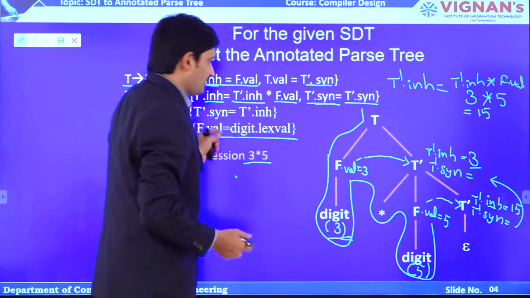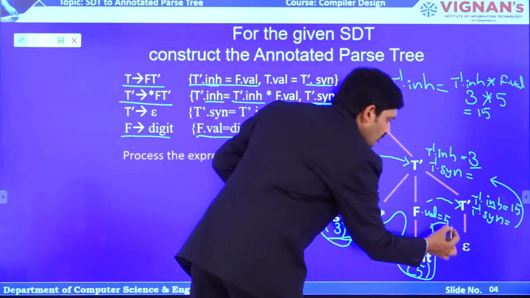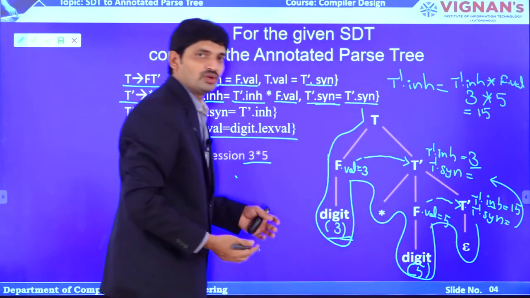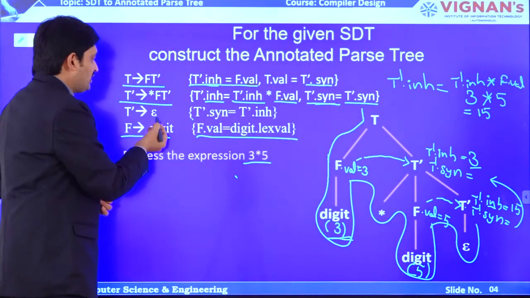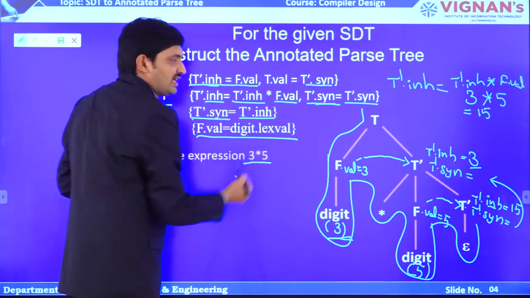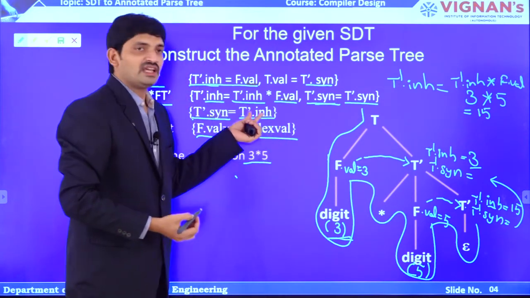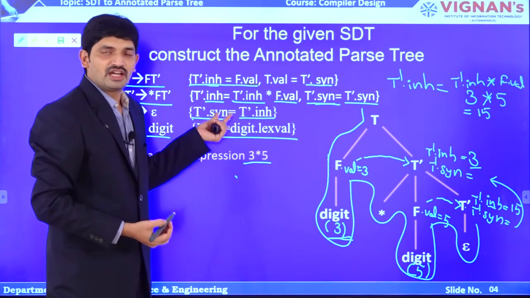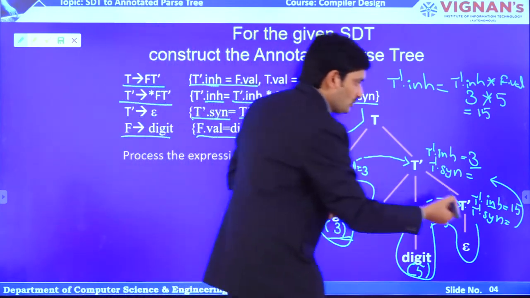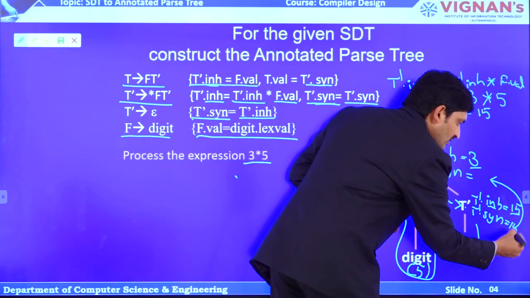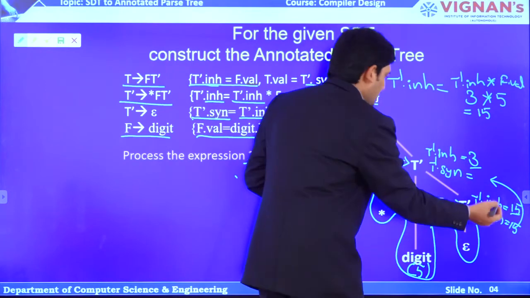Now, come to here. Epsilon is reduced to T dash. When epsilon is reduced to T dash, SYN equal to T dash INH. That means, the inherited attribute value is assigned to the synthesized attribute value. So, here the inherited value is 15. So, I have to write 15 here.